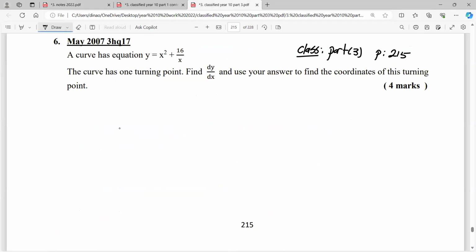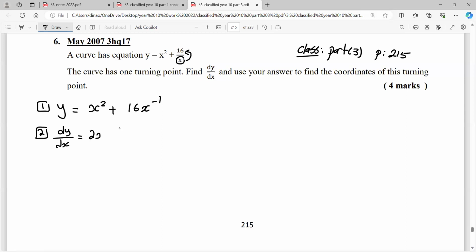Here it says a curve has equation y equals this. The curve has one turning point. Find dy by dx and use your answer to find the coordinates of the turning point. Almost the same question. Now, as we said, first I will move this up, and as a result of moving the x up next to the 16, the power of x changes from positive 1 into negative 1. You can pause this video, solve this question, and then resume to see if your answer is correct. Step number 2 is dy by dx.